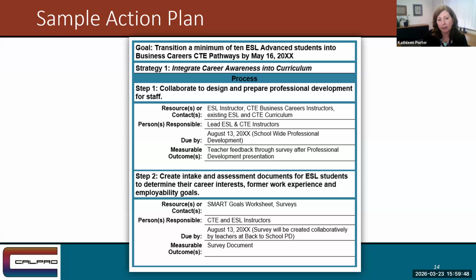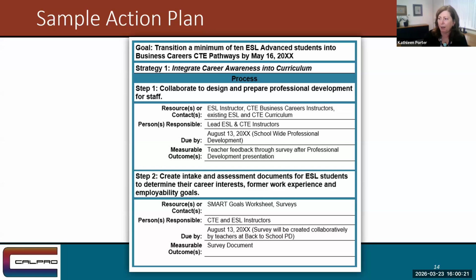And so the strategy that this particular school is going to use is they want to integrate career awareness into the curriculum. Step one, they said they're going to collaborate to design and prepare professional development for the staff. The resources or contacts that they have here are ESL instructors and their business career instructors, and they're going to use existing ESL and CTE curriculum.